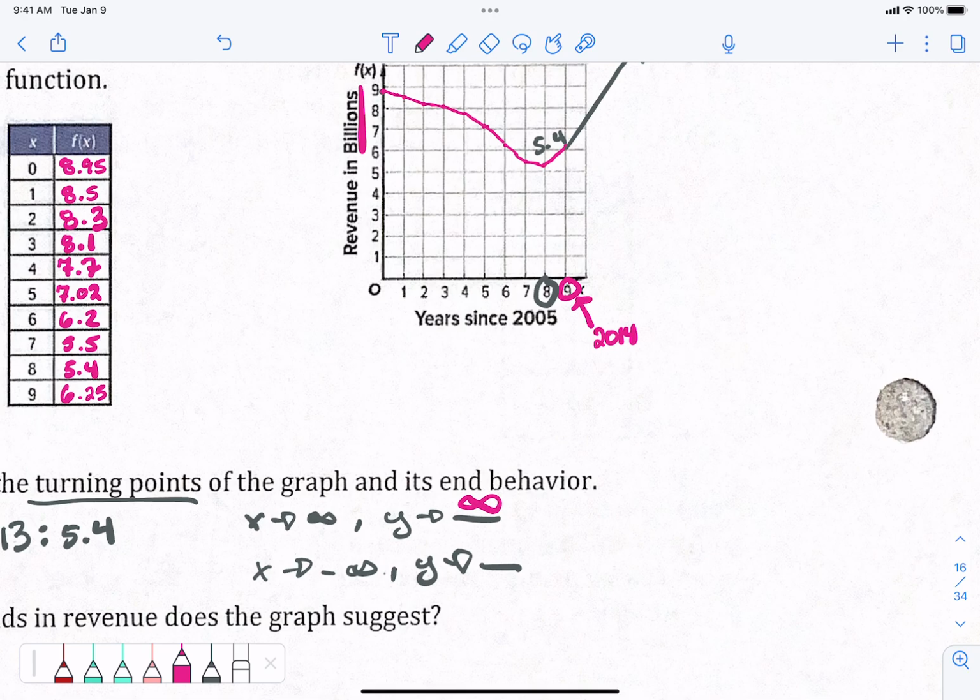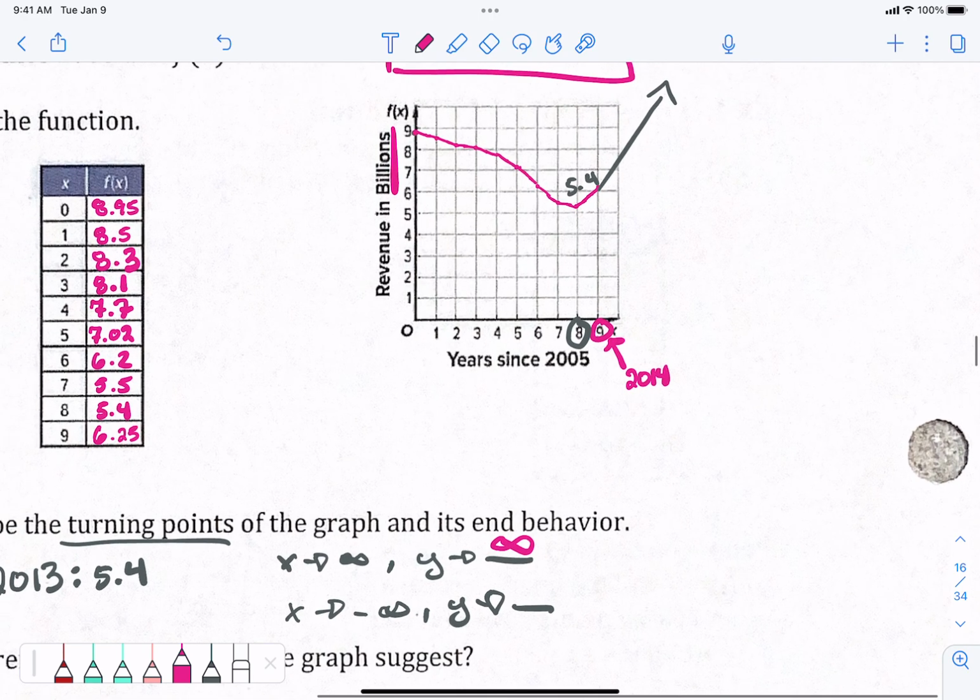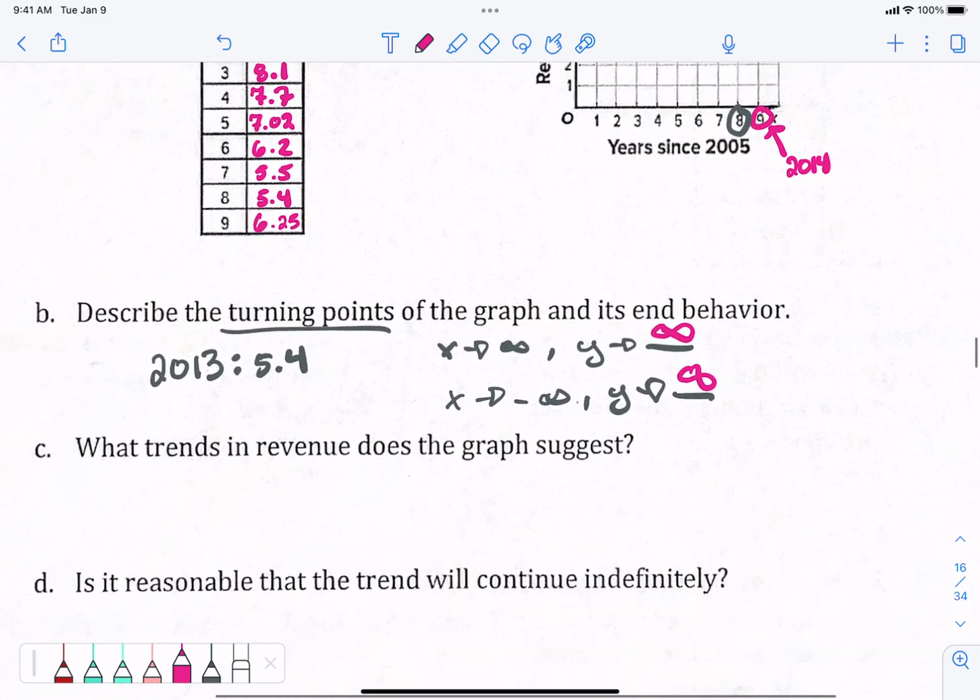So infinity there, okay? On the left side, which is years prior to 2005, it looks like it's going up also, right? If we continue it in the same direction as what it's doing now, it's going up there, right? Beyond 2014, it's up in the high ones. That's the end behavior, okay?